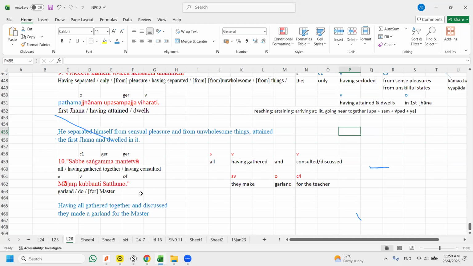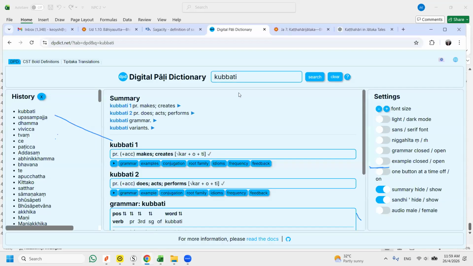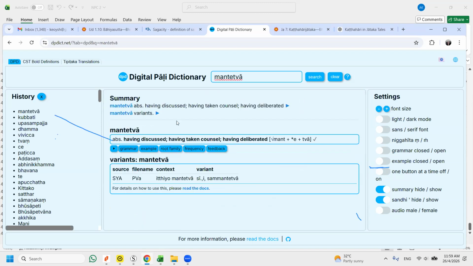This word is satthu. So satthuno is a dative or genitive. That means technically here is referring to all the monks having gathered. And then this one is up to you, whether they consult or discuss. I think it's discuss. They discuss after gathering, and it should not be consult, because if you look at this word mantetva, it should be discuss, not consult. But the dictionary says mantetva, having discussed, should be having taken counsel and deliberated. So it should be discussed. You can see here the word man plus tva. So discuss.